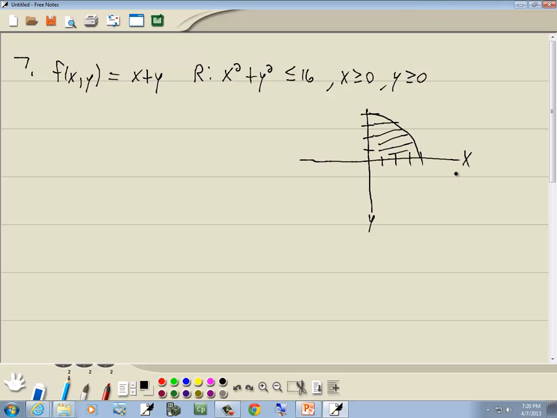So that's our region of integration. And it's not just the line here, because it's less than or equal to 16, so it includes all of this. Well, let's do our setup. And we've seen enough of these, I think you're probably getting it.